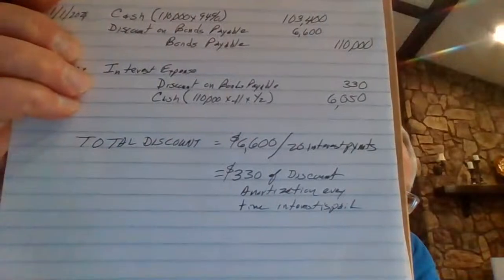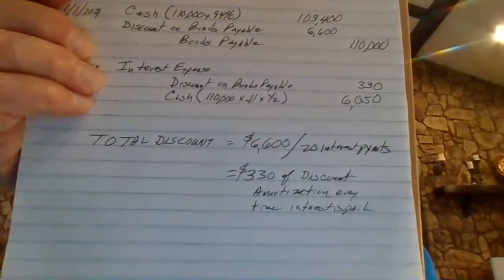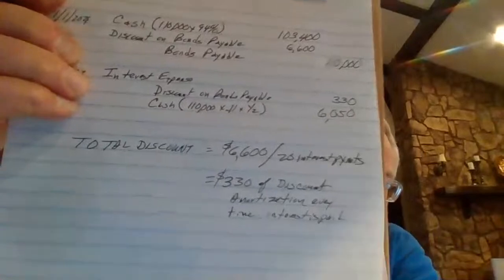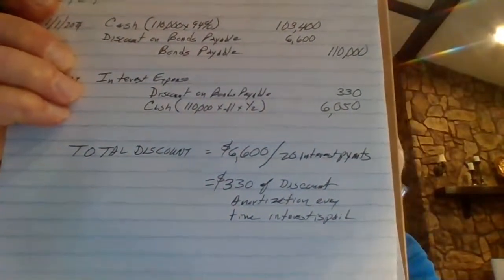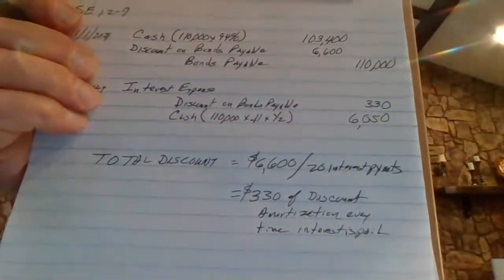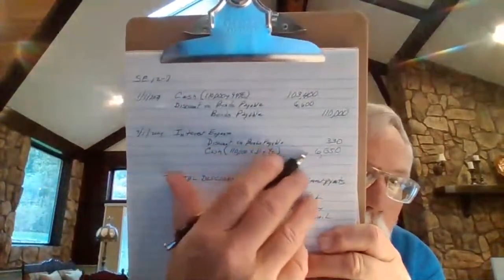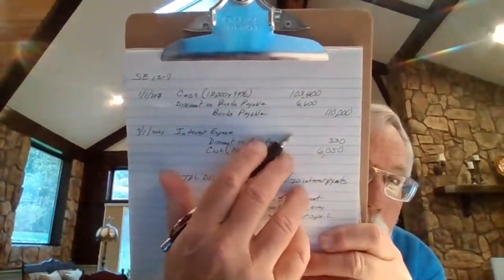Okay, so there's the calculation there. The total interest payment, $6,600. The total discount, $6,600 divided by 20 interest payments, 330, or 303? Yeah, 330. 330 every time we pay interest. Now, what does the amortization of discount do to the interest expense? It increases it. And again, look what we have set up. You can't go wrong because it's all logic. All we need is a number up here for the interest expense.